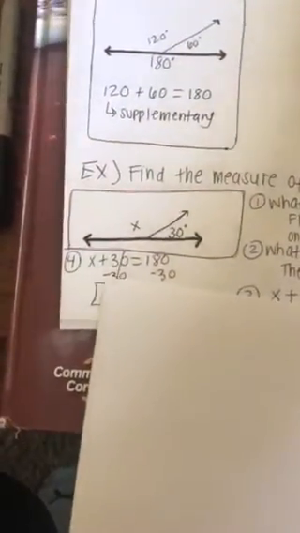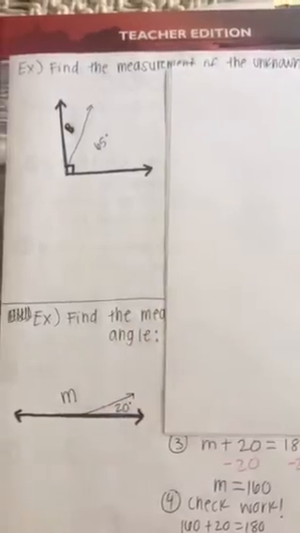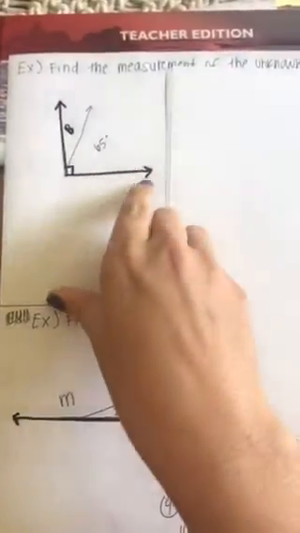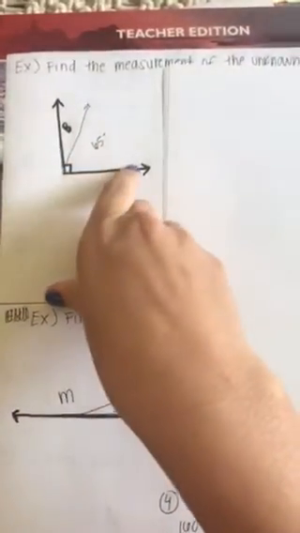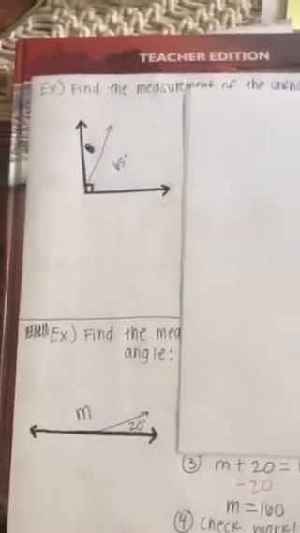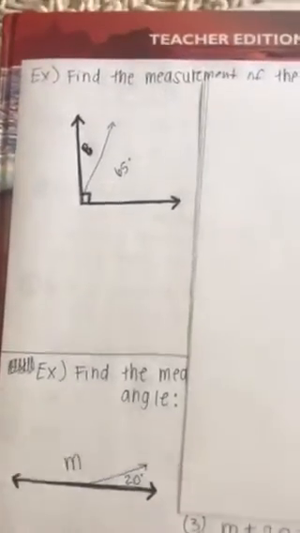I know this seems like a lot, but I'm going to show you another example and walk you through it again. So again, we're going to find the measurement of the unknown angle. This time, I have a 90 degree angle. It's not a flat line. It's the one where it looks like the corner of a room, and it has that little square. So I know that is a 90 degree angle.